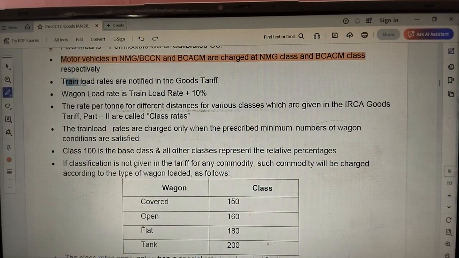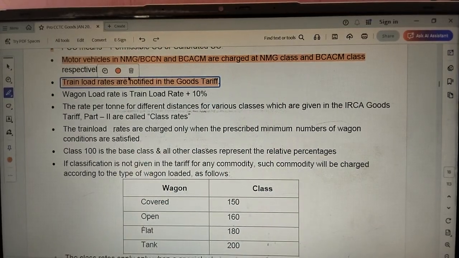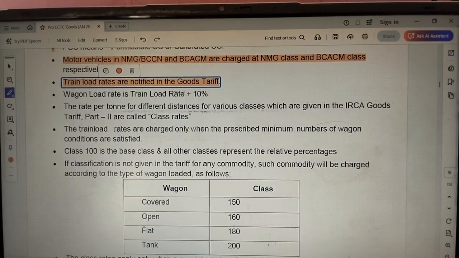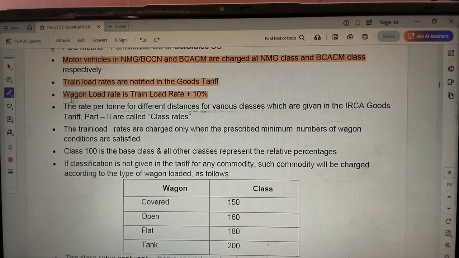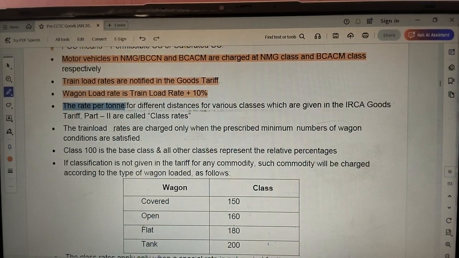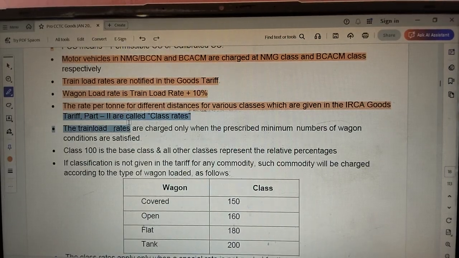This is the question they are asking: train load rates are notified in goods tariff; what are wagon load rates? Wagon load rate is train load rate plus 10%. The rates per ton for different distances for various classes, given in the IRCA Goods Tariff Part 2, are called class rates.